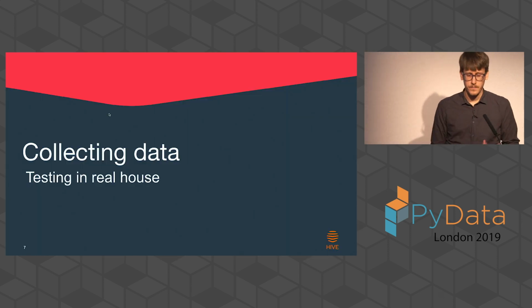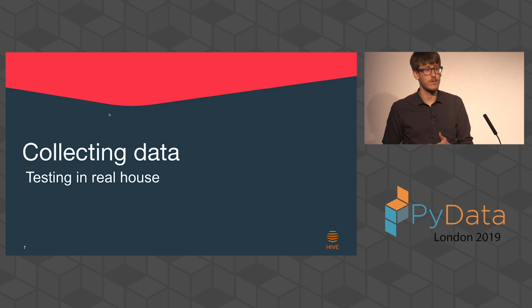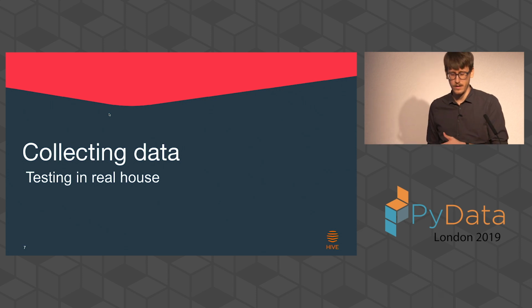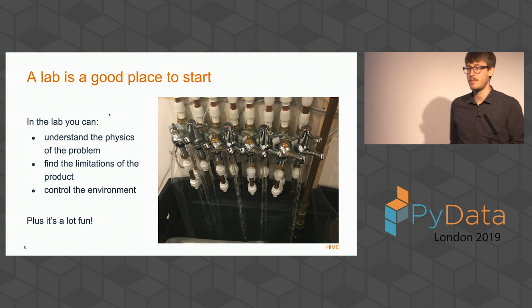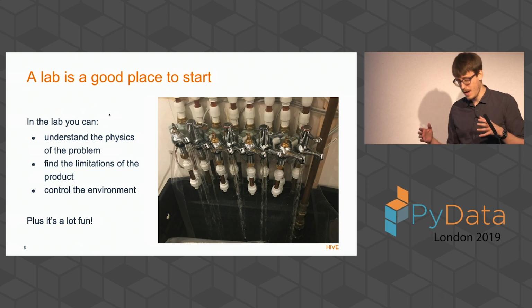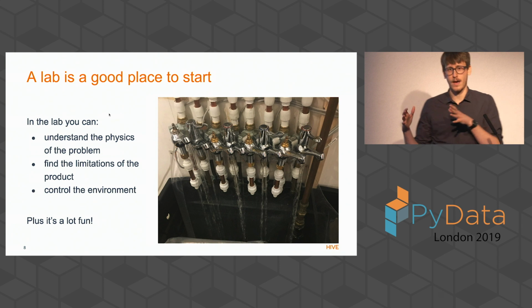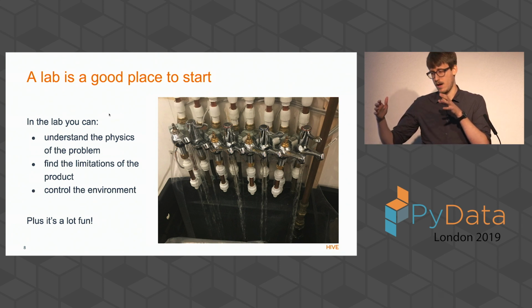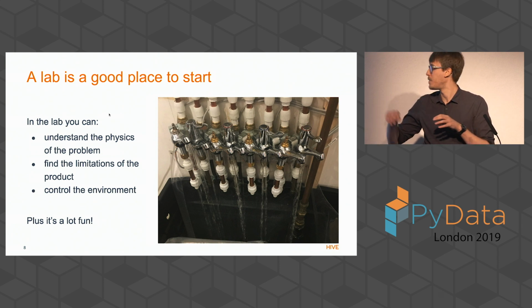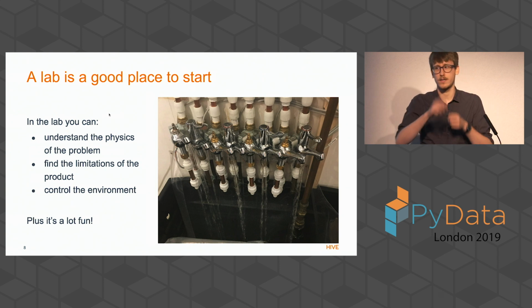Start before the beginning, collecting data. Real houses are actually really, really difficult. So what we did is just build a lab. In Leicester, we have a chamber with a lot of pipes and taps that you see here, and all of our sensors there.